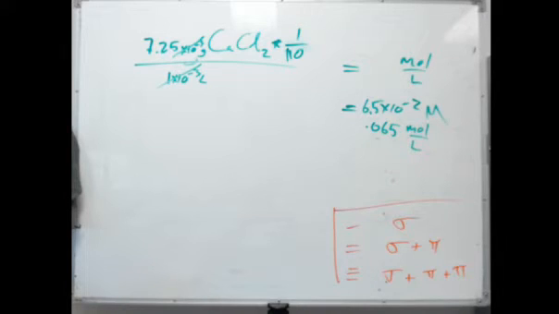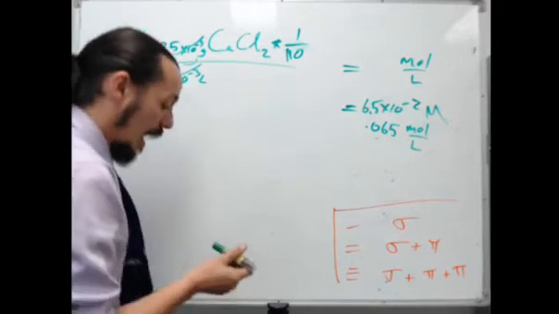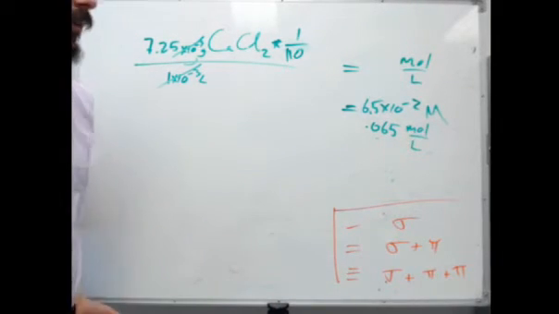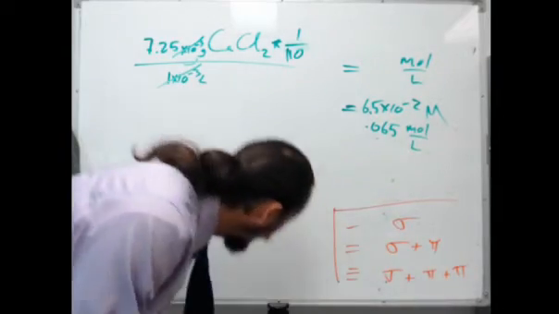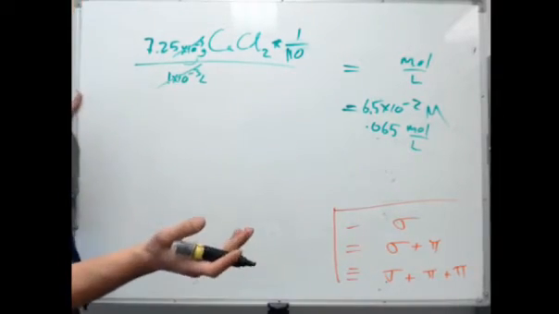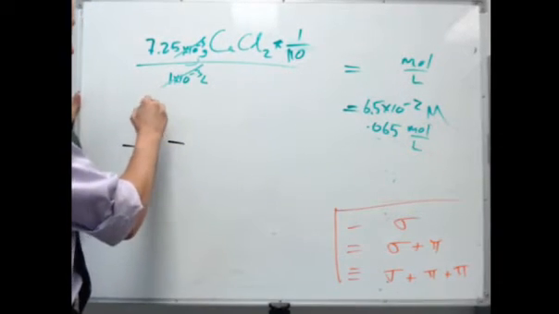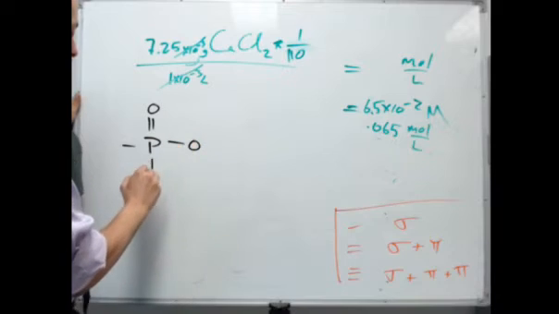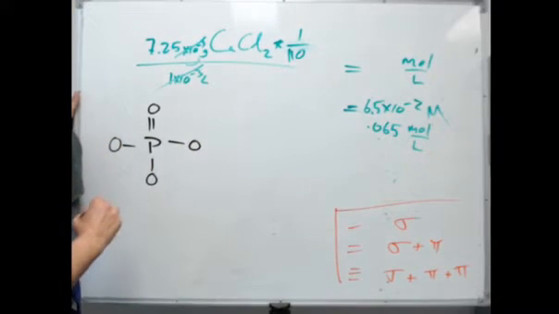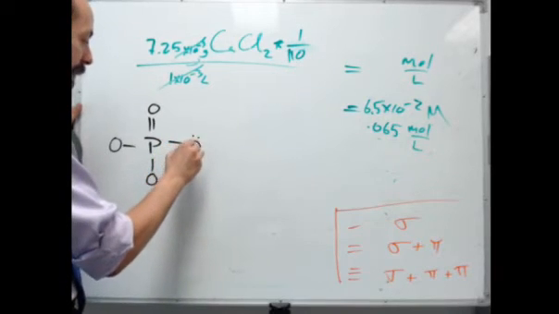I just have a quick question too. Would PO4 minus 3 have a permanent dipole moment or not? Let's think about that. So we need to draw the Lewis structure for it. I think it's going to be something like that. Does everyone agree? I see a lot of nods.